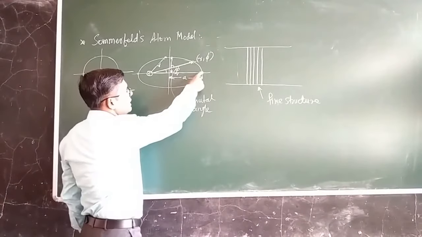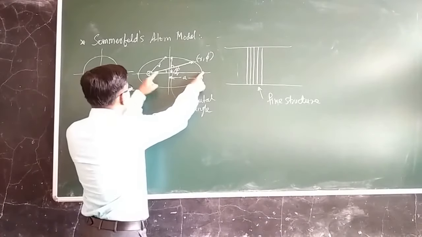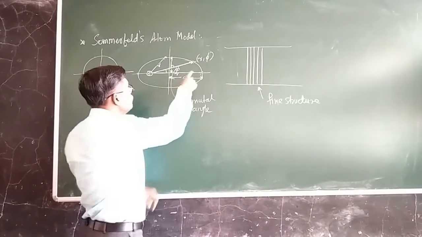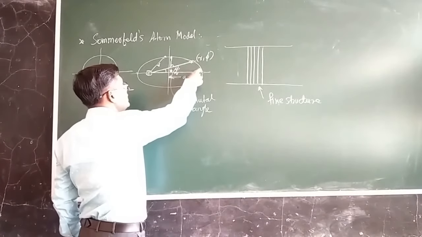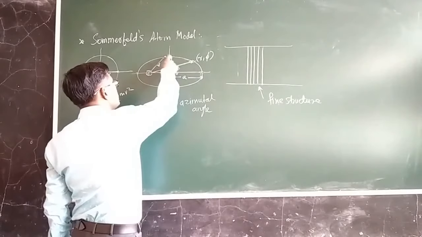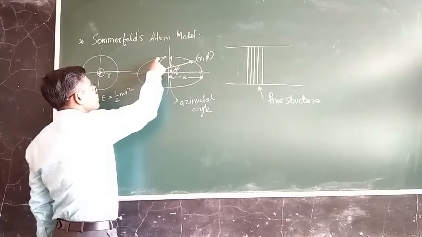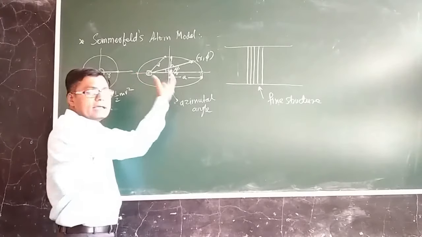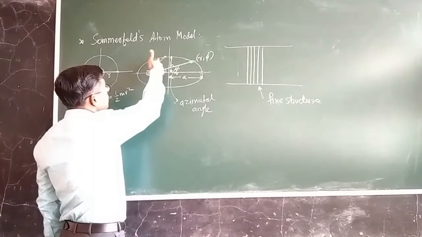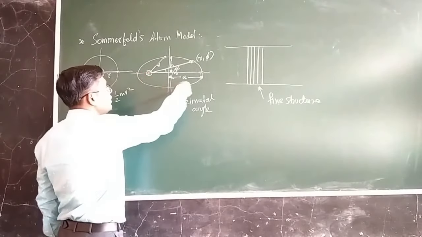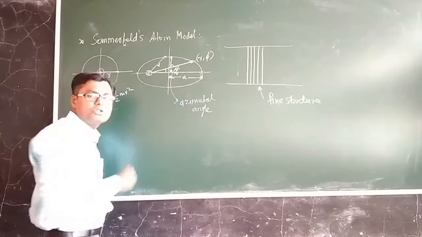Suppose the electron is located at this particular position, far away from the nucleus. Then the force of attraction will be less and therefore its speed will be less. As it approaches the nucleus, as its radius vector goes on decreasing, the force of attraction will be higher and therefore the speed will increase. So there will be a constant increase and decrease of the speed of the electron in this elliptical motion.